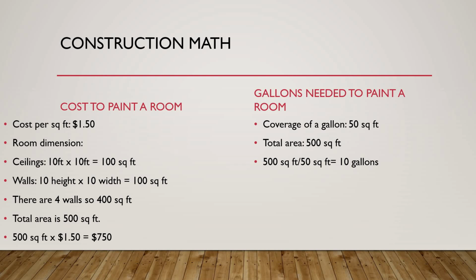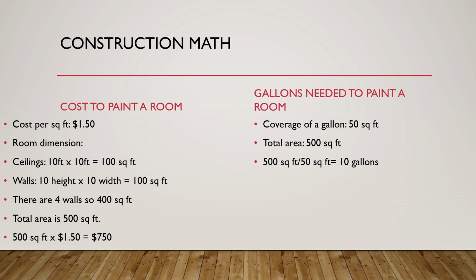Okay, so let's say our room dimensions are a 10 by 10 ceiling. Let's say our walls are a 10 by 10. So we're getting 100 square feet on our ceilings. We're getting 100 square feet per wall. We're getting 4 walls, so that gives us 500 square feet of a room. And let's say we're charging $1.50 per square foot. That means that room in total is going to cost us $750 to paint.